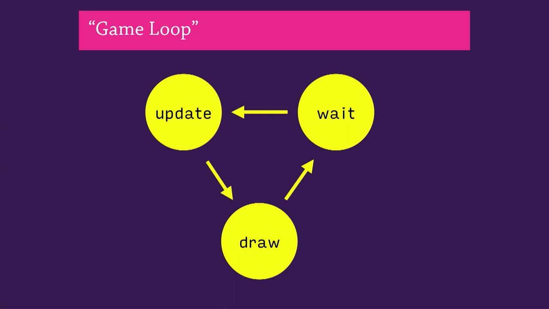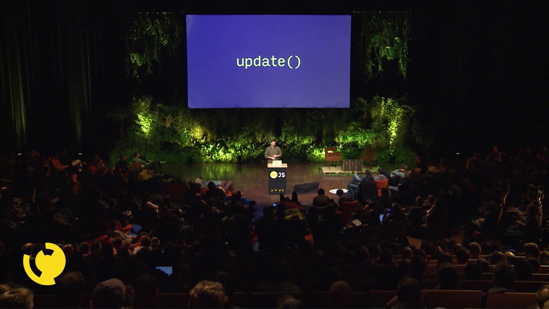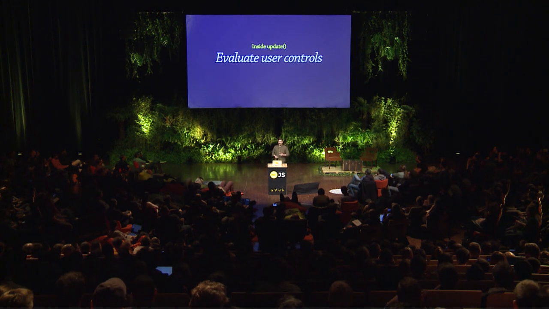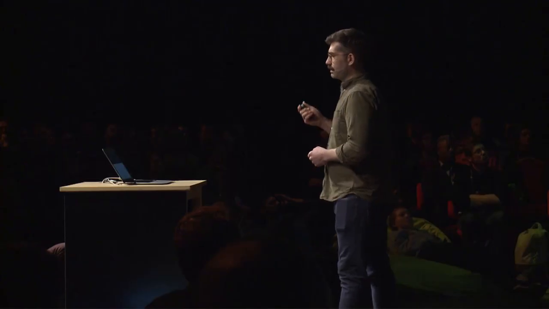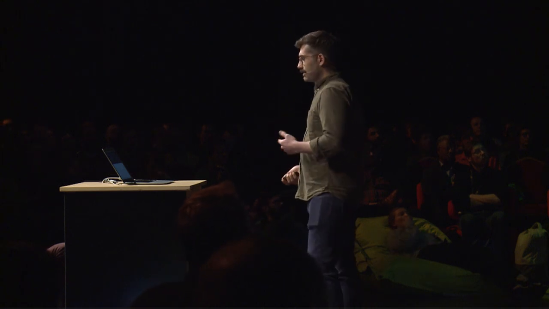Yeah, that's my game. Every game has something called a game loop in it, and it's basically some functions that run on a loop, constantly looping as long as the game is running. Probably the most important of those functions is the update function, and this is going to just update the state of the whole game. So you're doing things like evaluating the user input, calculating the positions of pieces, updating the score, and so forth.